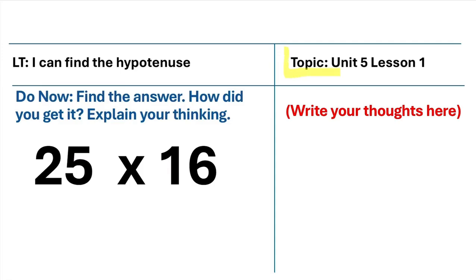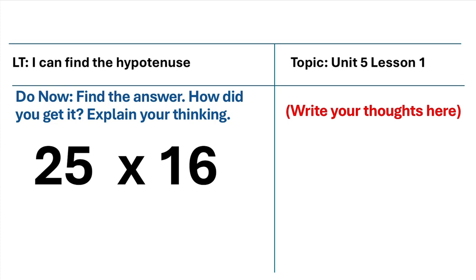All right, this is Unit 5, Lesson 1. So you should be starting a fresh page in your notebook. Our goal today is to be able to find the hypotenuse given two legs, and we're going to do that by using the Pythagorean theorem.